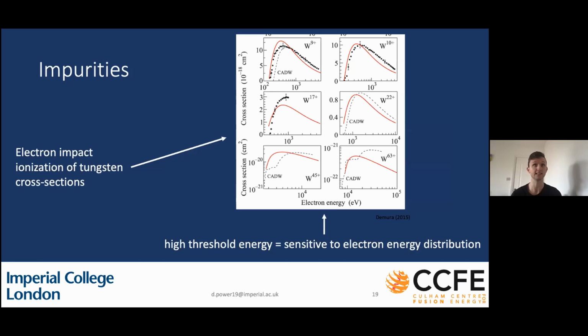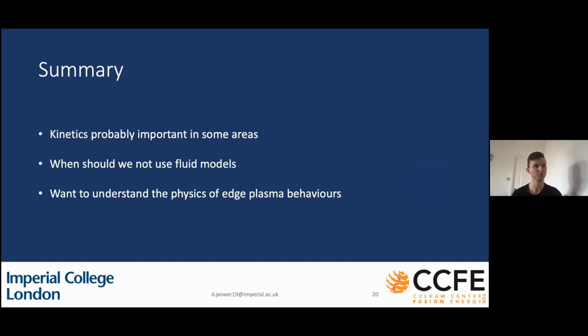The reason for this is that a lot of plasma impurity reactions, like electron impact ionization of tungsten that you see here, have really high threshold energies. That means they're going to be really sensitive to the exact shape of the distribution function, the electrons in particular. So we'd really like to model this and look at differences when we treat this kinetically to understand impurity transport. Cool, so that was it.